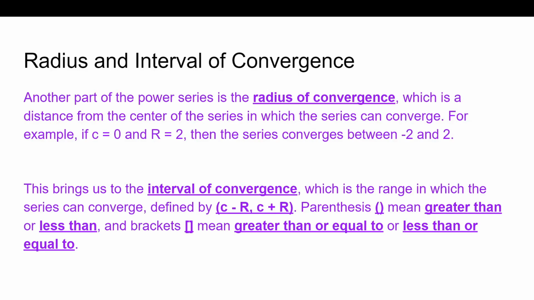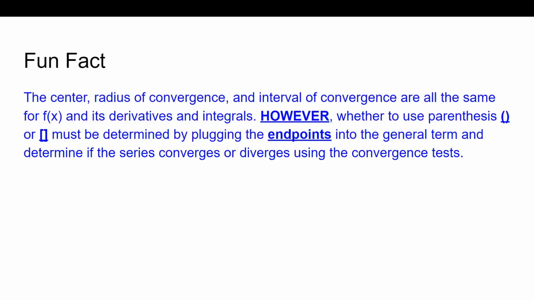If it's in parentheses, that means greater than or less than, which means that endpoints are excluded, and brackets mean that they are included. In order to determine whether these endpoints are included in the interval of convergence, you need to plug them into the general term and determine if they converge or diverge using the convergence tests.